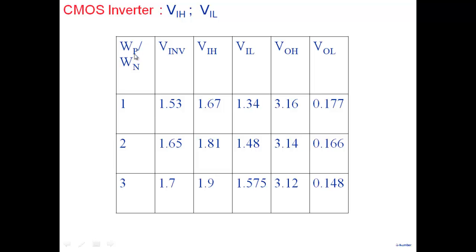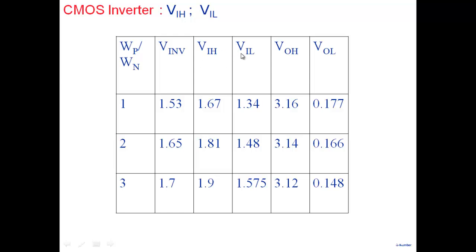If I make the size of PMOS 3 times larger than NMOS, look at the value of VIH and VIL, 1.9 and 1.575. Okay, look at how V inverter is changing as you change the size of the PMOS with respect to the NMOS. And depending on how large you make it, you can shift these things. You can shift it to even higher values, and accordingly VIH and VIL and all that will change here. Now, the calculation of V inverter is fairly simple.